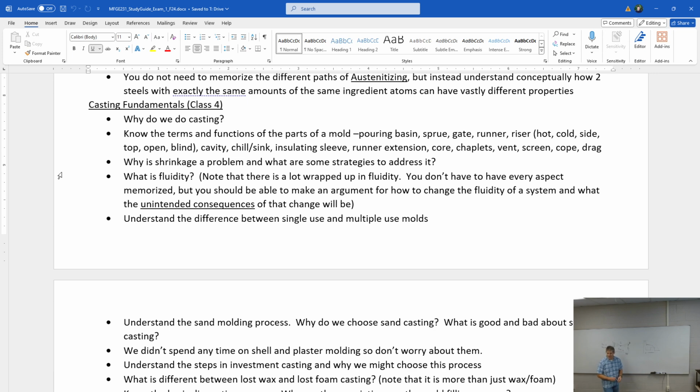To make parts. But why casting? We can make parts a bunch of ways. Why casting? Oh, it's cheap. It's cheap, it's easy, it's quick. What are the problems with casting? Bad parts. The surface quality is trash, the interior quality may be trash.